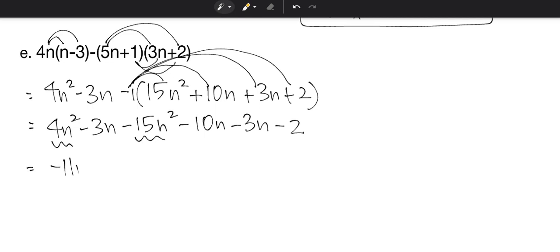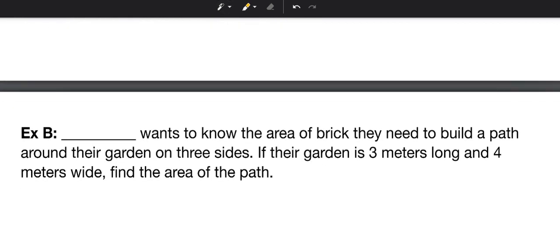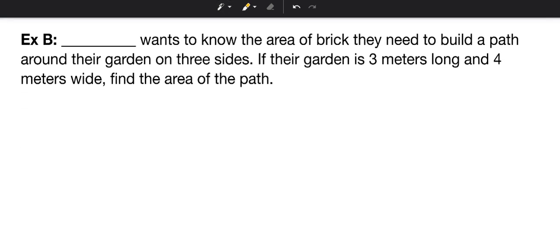And you'll notice I'm going to underline the things I have with a different type of underline for each type of term. Negative 3n minus 10n minus 3n is negative 16n, and 2. This is because sometimes you might make a mistake and you want to double check your work. So you can check, did I get all of the like terms and did I add them correctly? That way you can check your work. Okay, so we're going to do one more question.